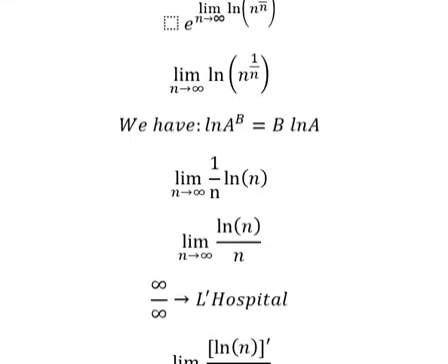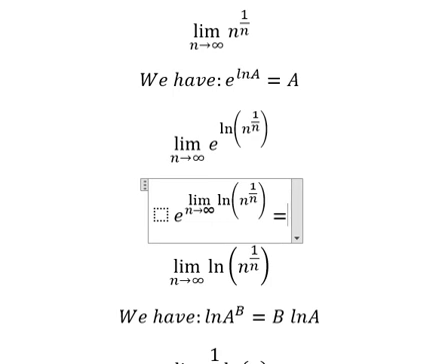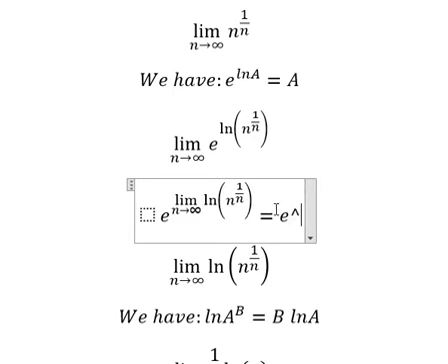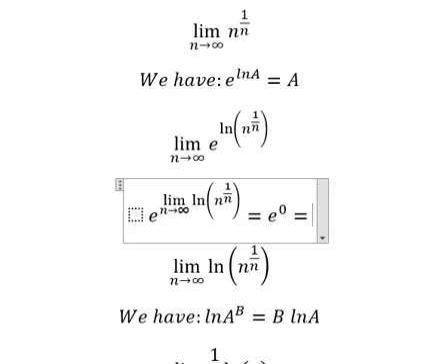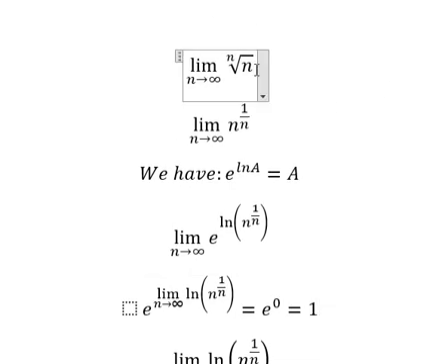So we go back in here. So this one we have e to the power of number 0 and we have number 1. So the value of this limit equals to number 1.